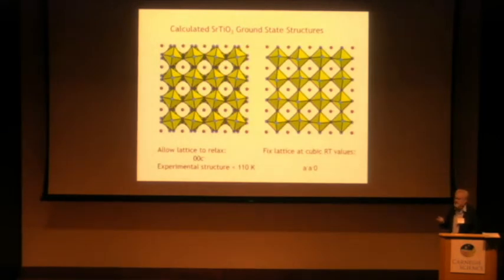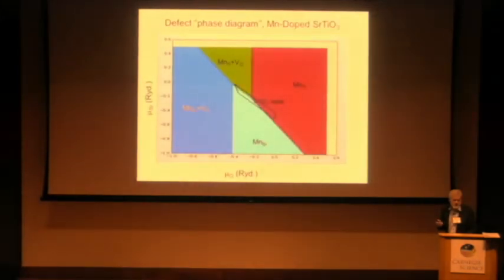So we can calculate the ground state, allowing all the ions and the lattice to relax. We obtain what looks like the experimental pattern that occurs below about 105 Kelvin. Whereas if we fix the lattice parameters to the cubic lattice parameter value for strontium titanate at room temperature, a rather different tilting pattern is possible. These are the kinds of things that will spontaneously happen if you add defects, so you have to be careful to account for them or not account for them.